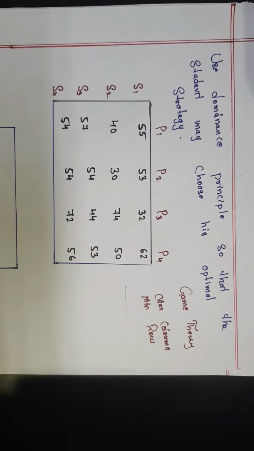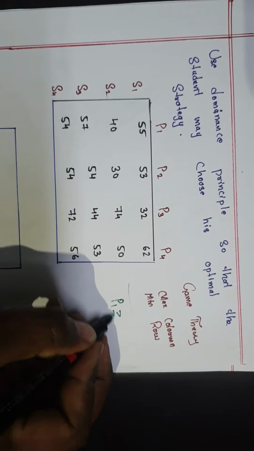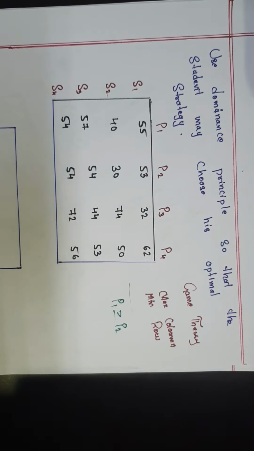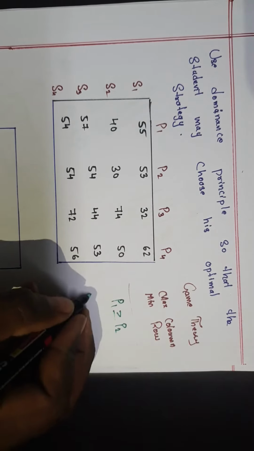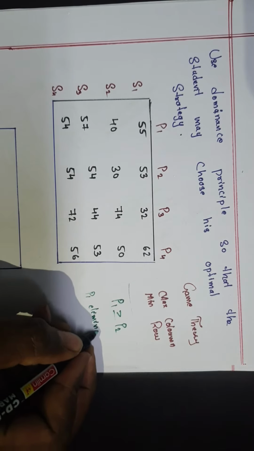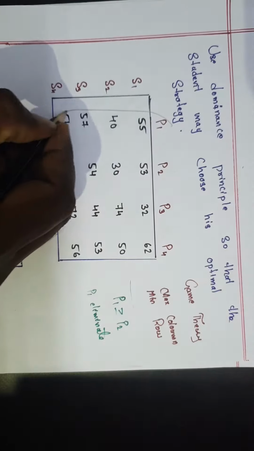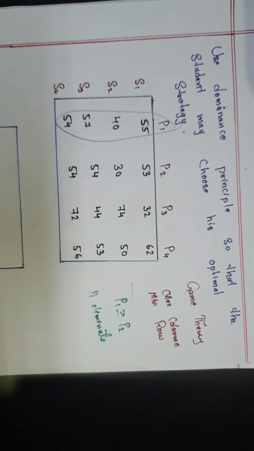So I can write like this: the P1 value is greater than or equal to the P2 value. So P1 you can eliminate. If you eliminate this P1 column, then whatever the remaining terms are, you have to write down.